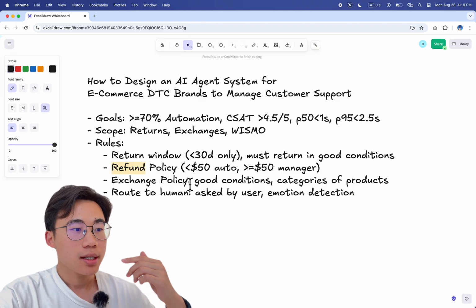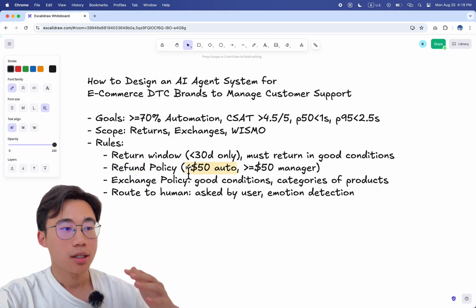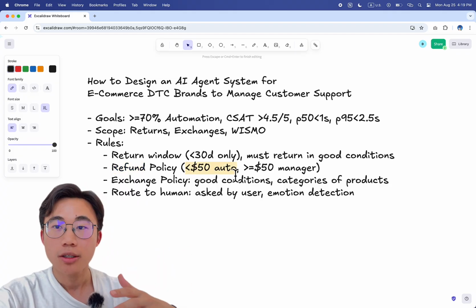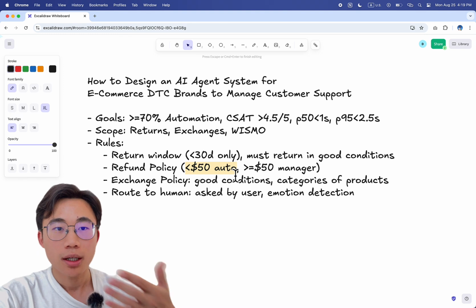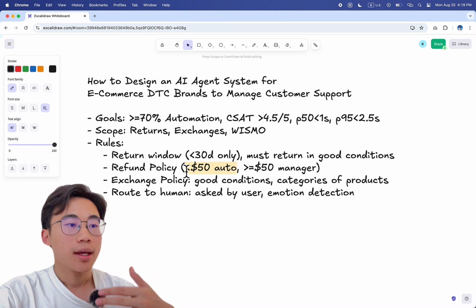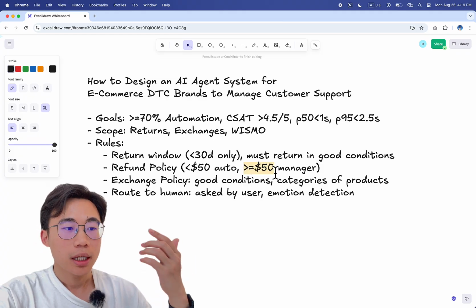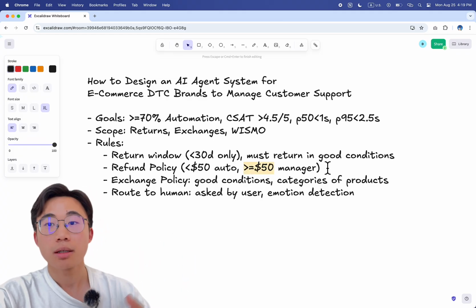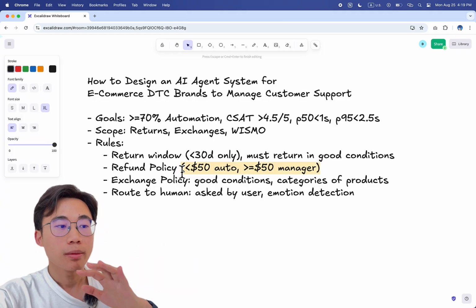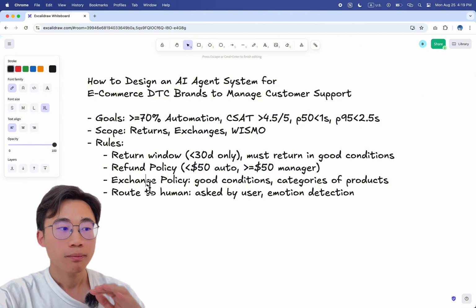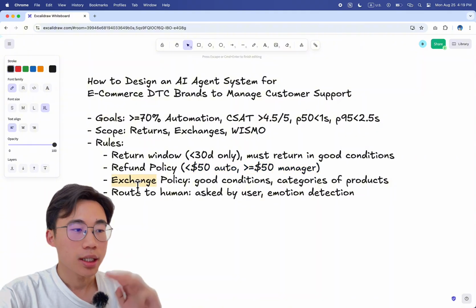In this case, most companies probably have a refund policy. For example, if it's under $50 and they're using a human call center as a service, then they will automatically let the customer return the product. But if it's over or equal to $50, then they probably need to loop in their manager. We want to mimic the exact user behavior here. The third one is called the exchange policy.